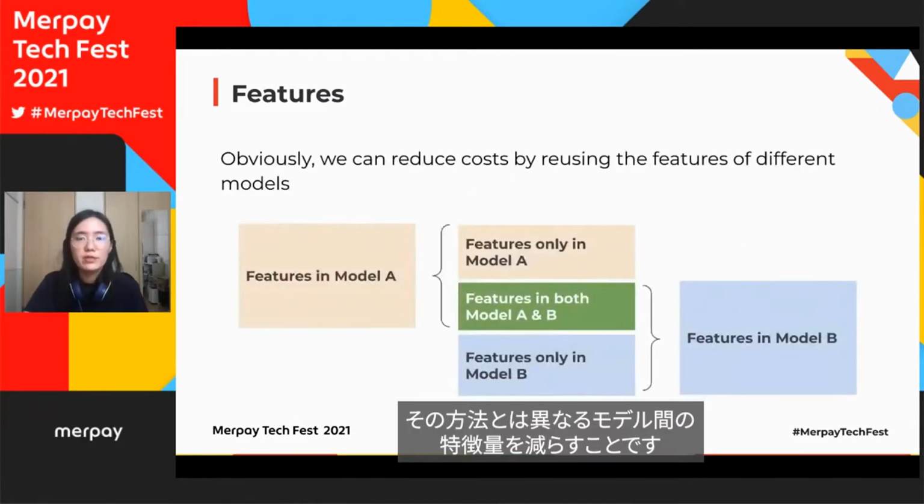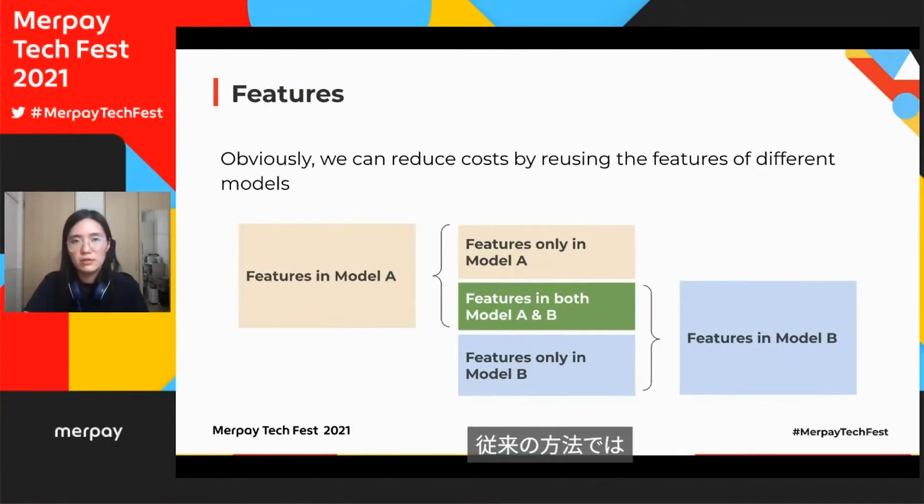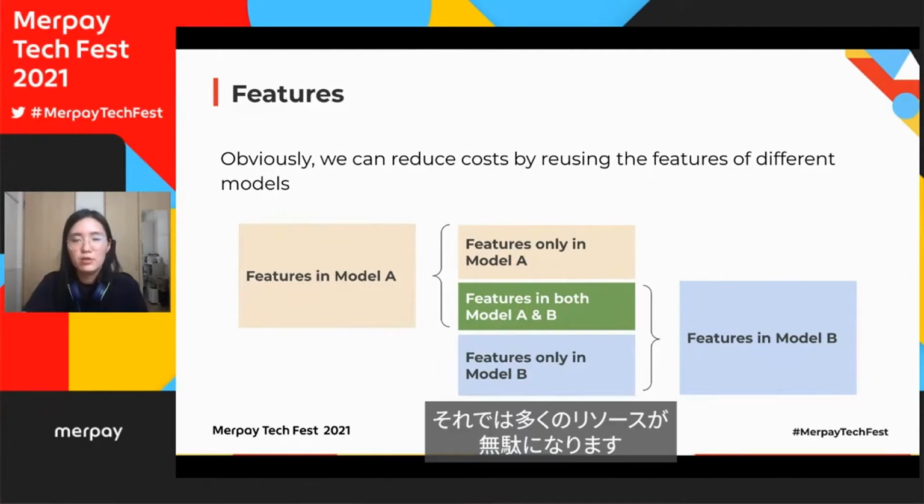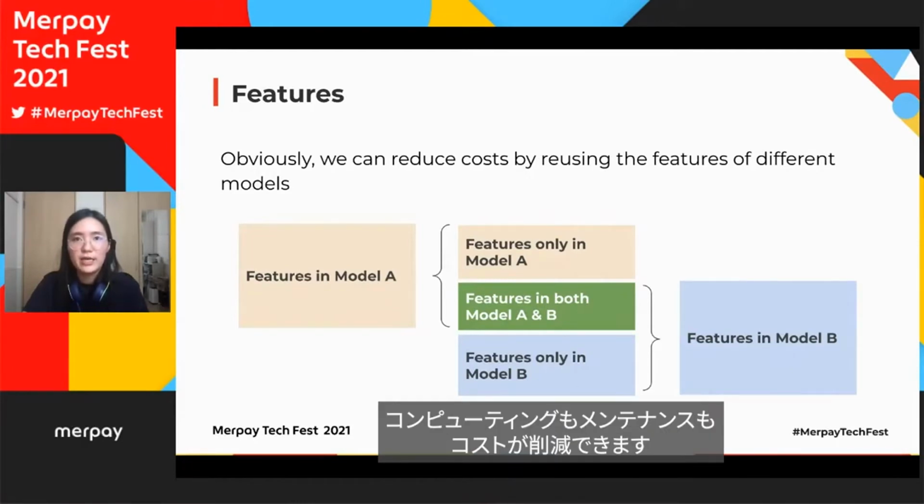We can reduce the cost by reusing features between different models. In conventional ways, the similar or same features would be created and maintained separately. By then, lots of resources would have been wasted. But if we merge them together like in this picture, we can reduce both computing and maintenance costs.